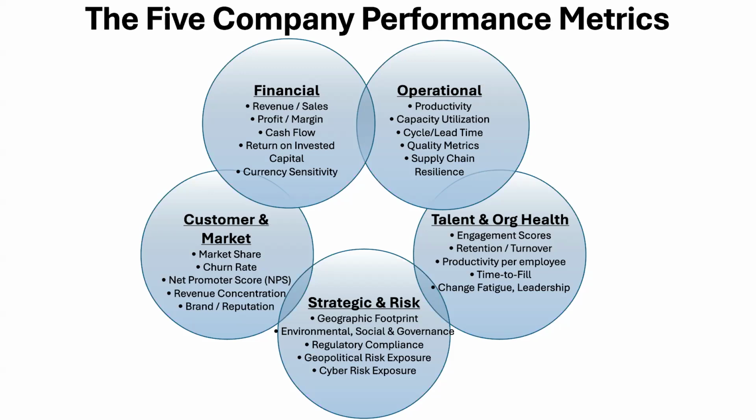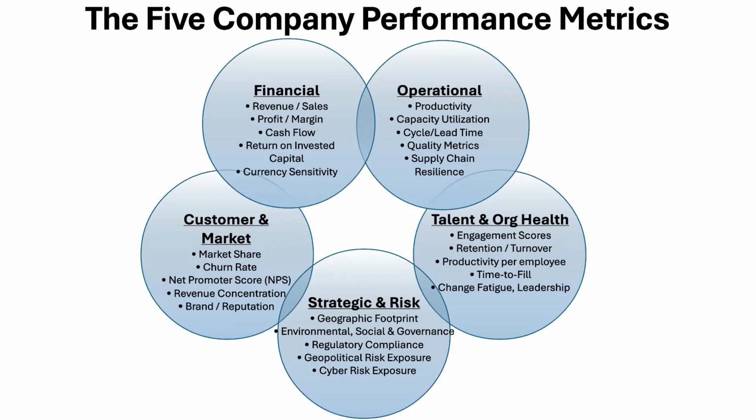So you can see just a few examples here on the financial side. How does a decision affect a company's revenue or sales? How does it affect their return on invested capital? In terms of the operational side, is it improving or worsening the productivity elements of a company, the cycle and lead times, the supply chain resilience, and then from a strategic and risk perspective as well, geographic footprint, regulatory compliance, risk exposure, both on the geopolitical and the cyber side.